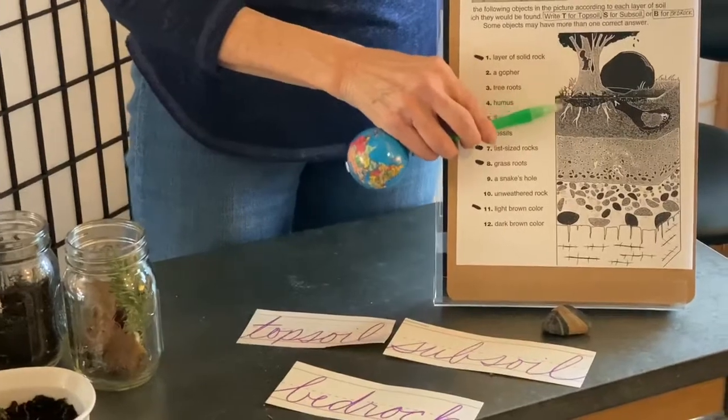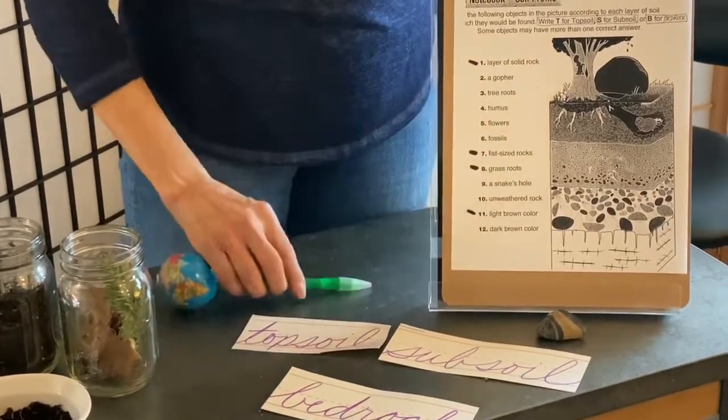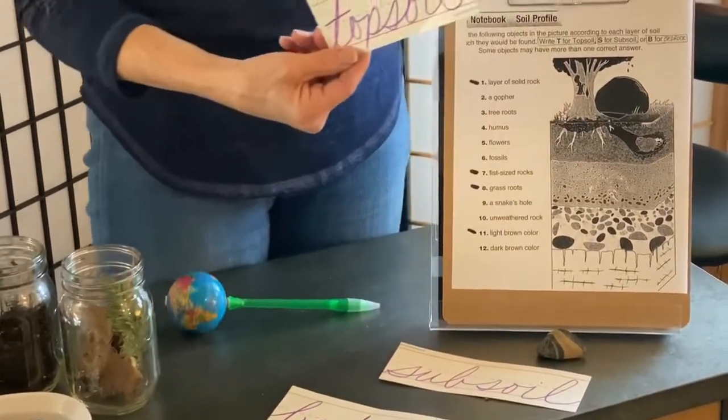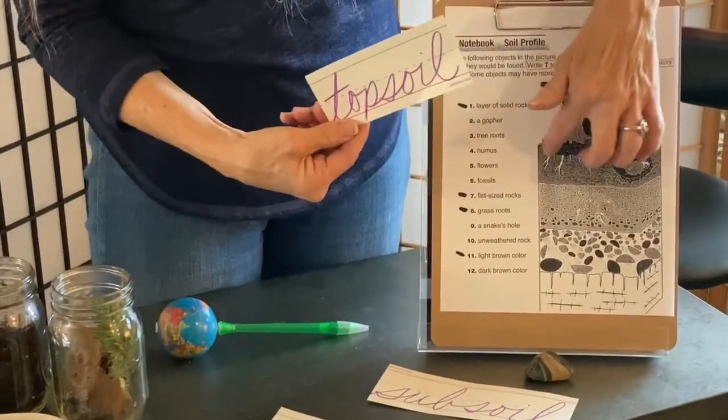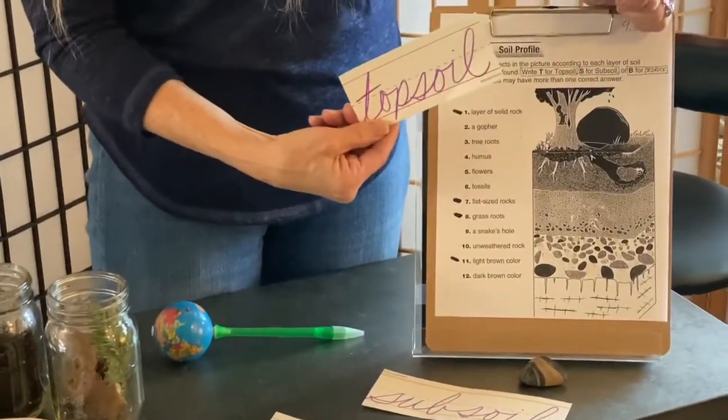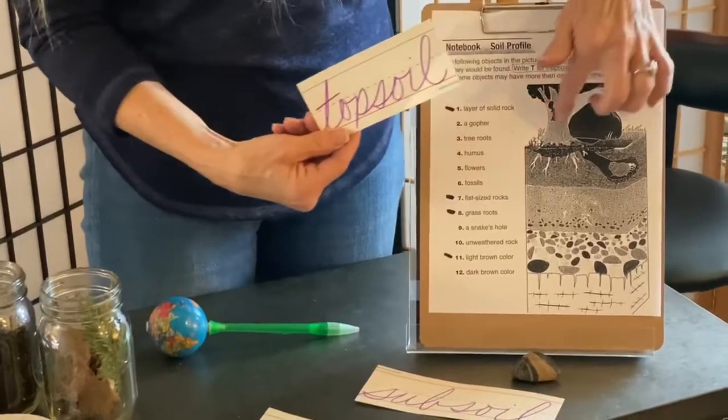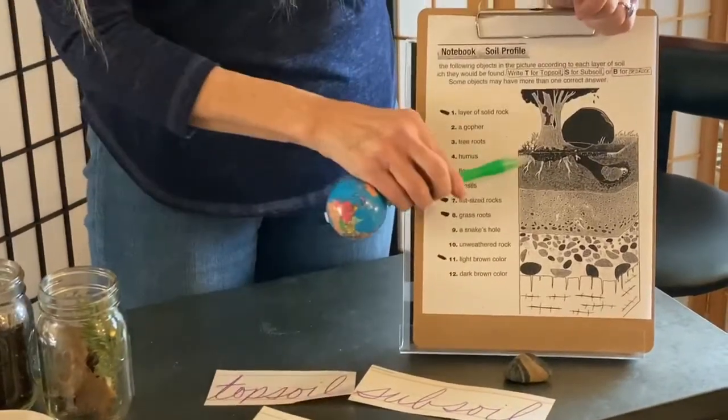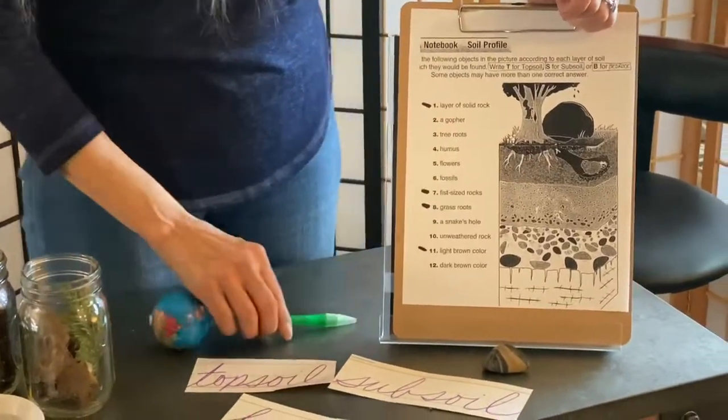Would that be topsoil or subsoil? Oh, I hope you guessed topsoil. The grass roots stay right along up in here into the topsoil area, and they're a little bit shorter. Now a tree can actually have its roots go all the way down into subsoil if it's larger and older.